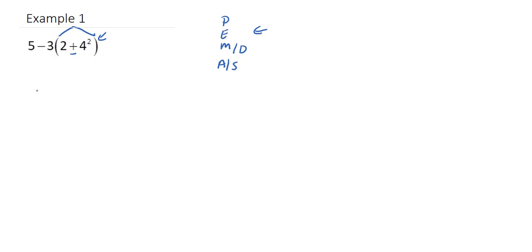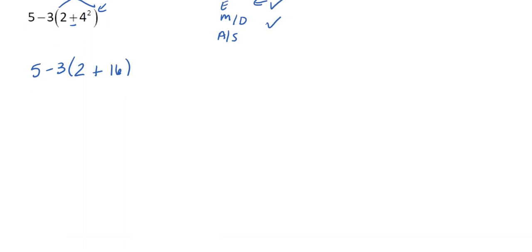So we can rewrite this as 2 plus, and 4 squared is just 4 times 4, which is 16. We close the parentheses. We've dealt with the exponent. Then we don't have to multiply or divide, so we can move past it. Then we need to add: 2 plus 16 is 18. So we go 5 minus 3, and then 2 plus 16 is 18. Close the parentheses.